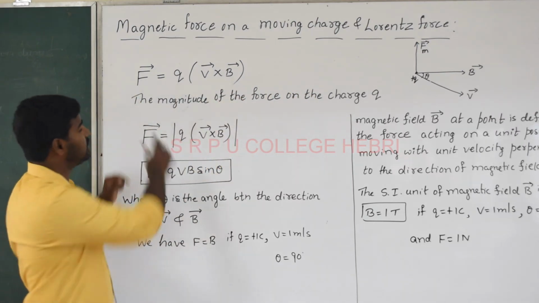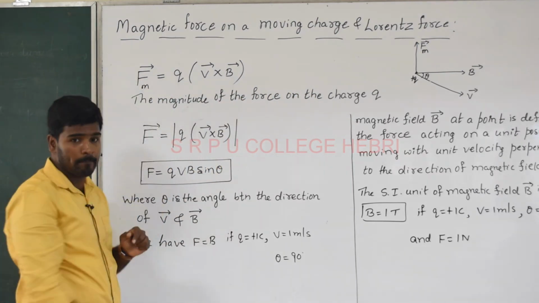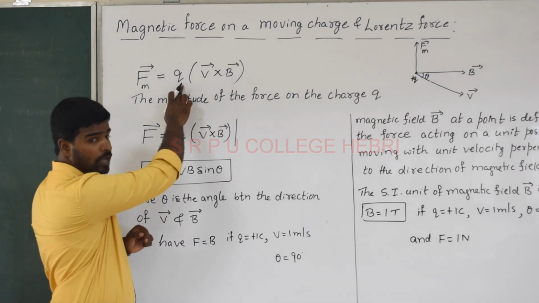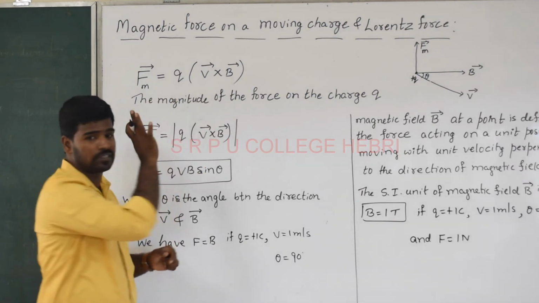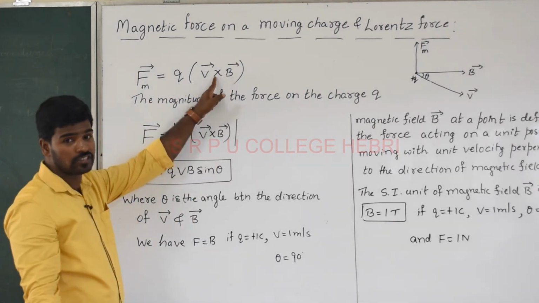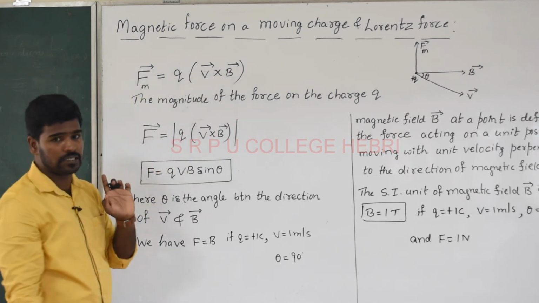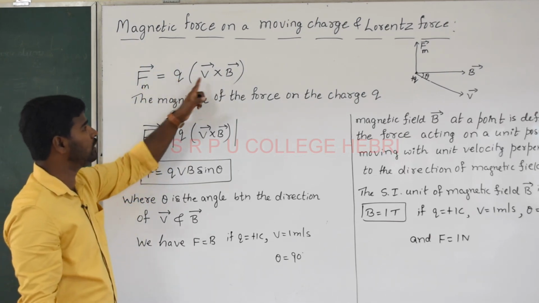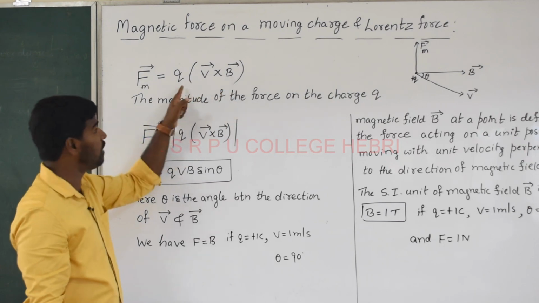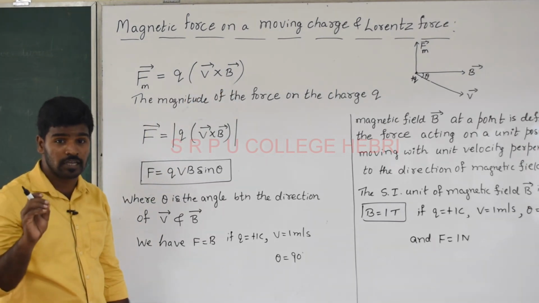Therefore, f vector, which is nothing but Fm vector, the magnetic force, is equal to q times v vector cross b vector. We take the cross product since force is a vector. Therefore Fm vector is equal to q into v vector cross b vector. The very important thing: charge is a scalar, it is not a vector.